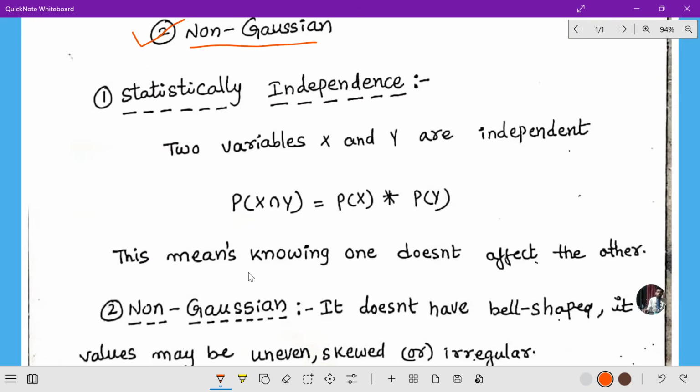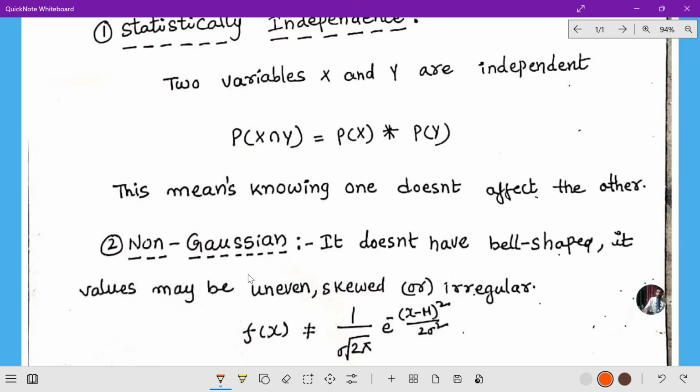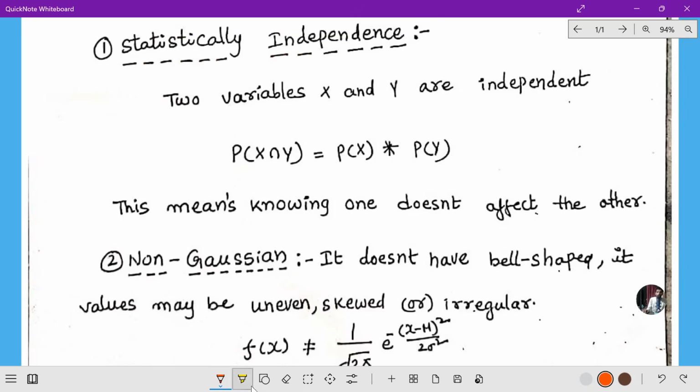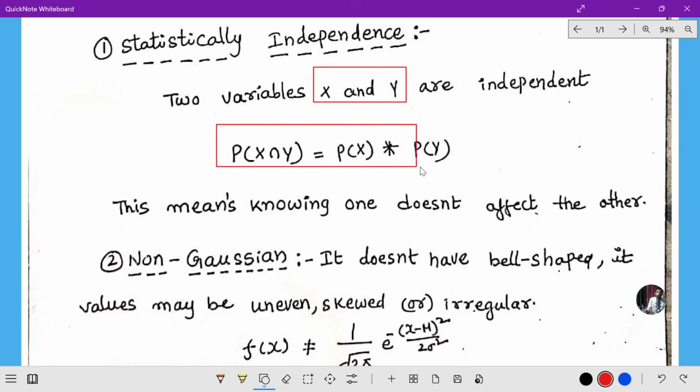What is the meaning of statistically independent? If there are two variables, x and y, what is the formula for statistical independence? That is P of x intersection y is equal to P of x into P of y. This is called the statistical independence formula. This means knowing one does not affect the other. So if any number of signals are there, one signal will not be affected by another signal.